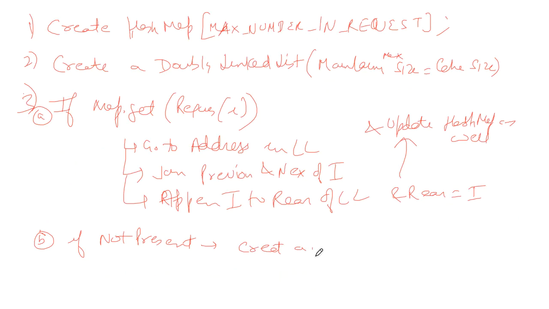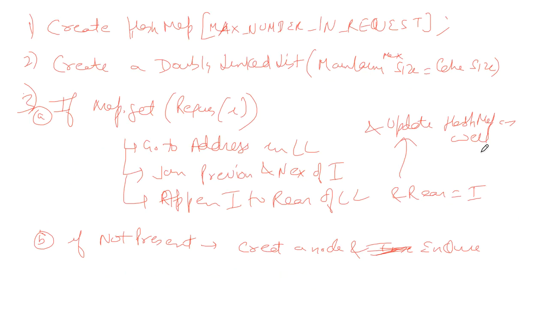If not present, create a node and insert it in the queue. Also check one thing: if the cache is full, then you have to remove the old entry also. That is what I did. Map.get of request of I. No, where are you removing it? That's why join previous and next of I. No, remove from the hash map also. It's a hash map, nothing needs to be removed.